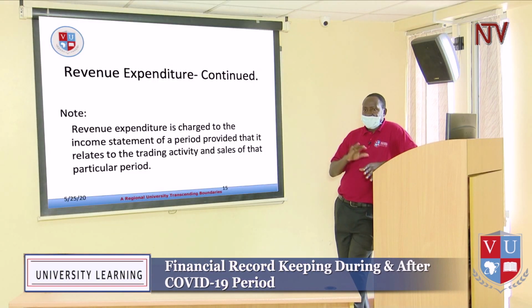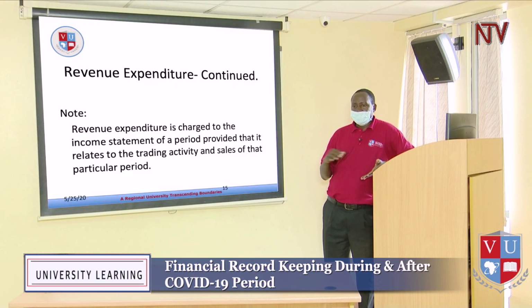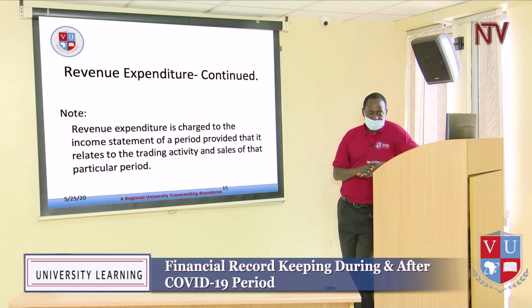Now, revenue expenditure for a given period is matched against the income of that period so as to arrive at the profit in that period. In other words, how much have you sold vis-a-vis how much have you spent in terms of buying stock, in terms of paying for operating expenses. The difference between that revenue expenditure and the income in the period gives us the profit or loss.